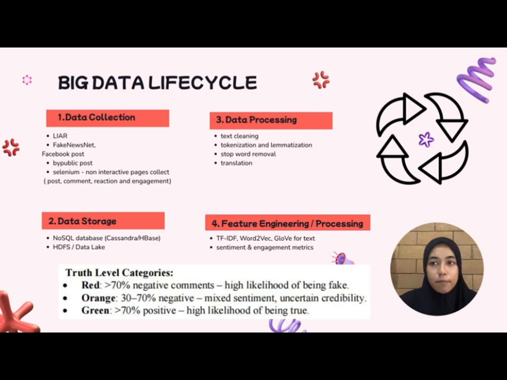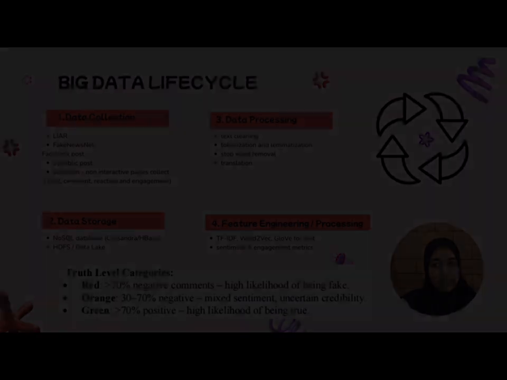Next, we clean and pre-process the data. By text cleaning, we remove noise, HTML text, and special characters. We tokenize and lemmatize text to reduce variability and translate user comments into the post's original language. For the feature engineering, we create three main feature sets for our model: textual features from the post, sentiment features from user comments, and engagement metrics such as the number of likes, shares, and comments.